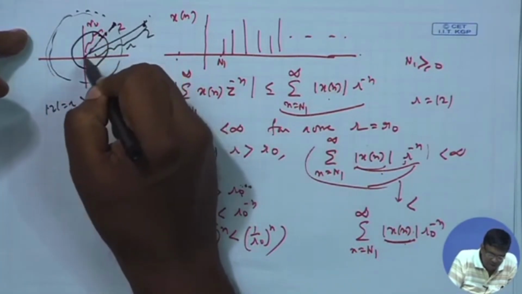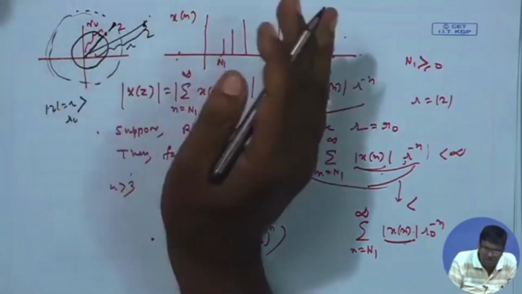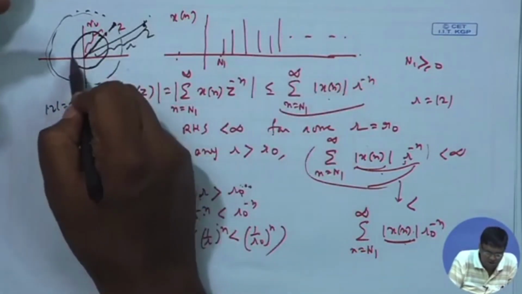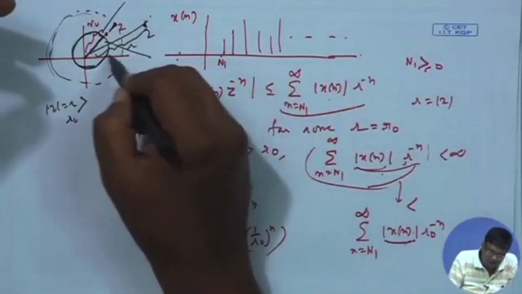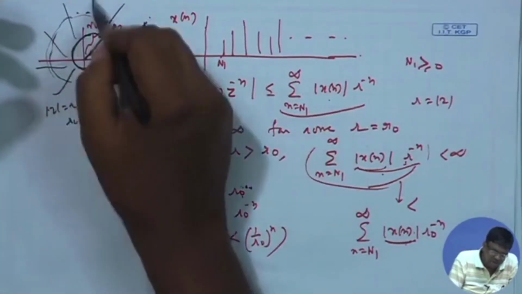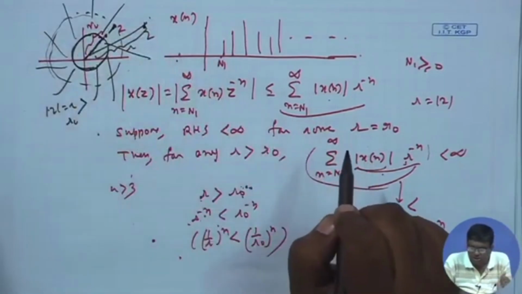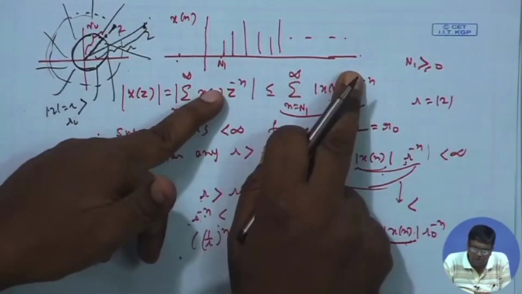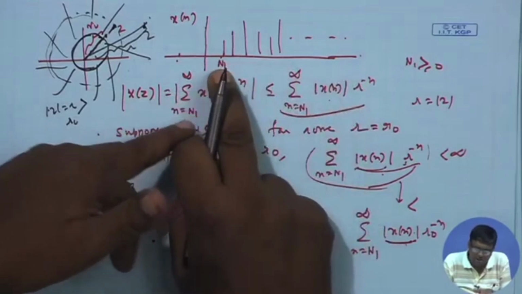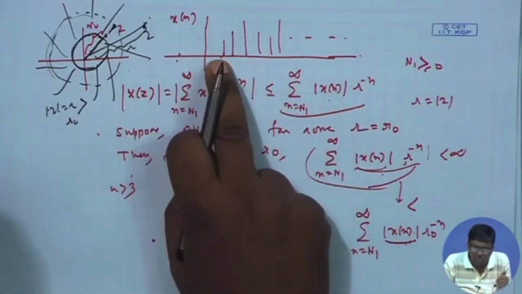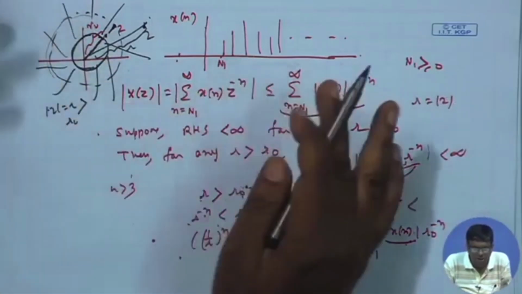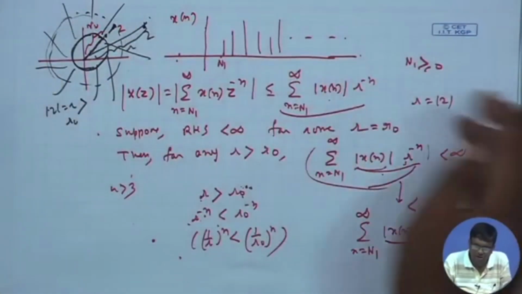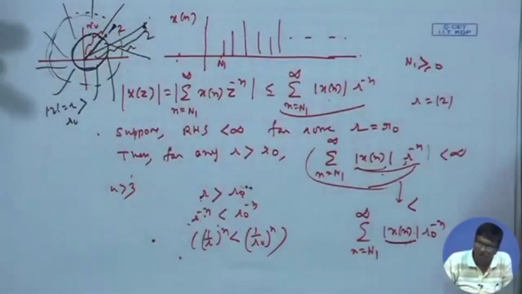If I make r naught lesser than this, then the summation will not converge. So, I will stop here, and from the previous discussion, the entire region outside this circle will be my region of convergence. So, if it is a purely right sided sequence starting from an index n 1, which is either 0 or positive, the ROC, the region of convergence, is outside a circle up to infinity, no restriction. It can go up to z equal to infinity.